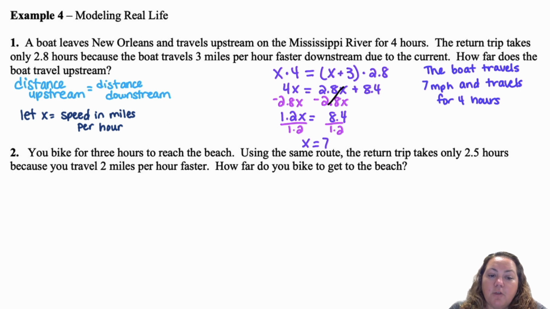You bike for 3 hours to reach the beach. Using the same route, the return trip only takes 2.5 hours because you travel 2 miles per hour faster. How far do you bike to the beach?